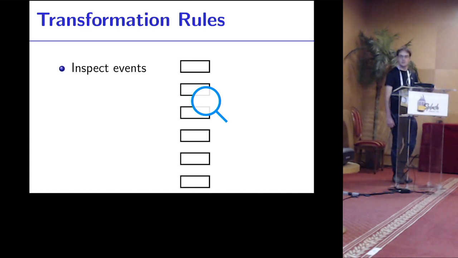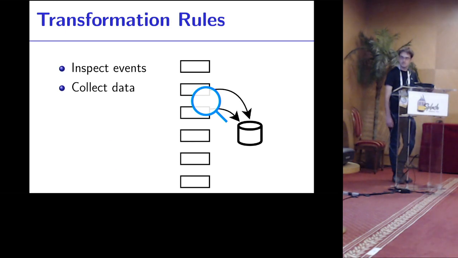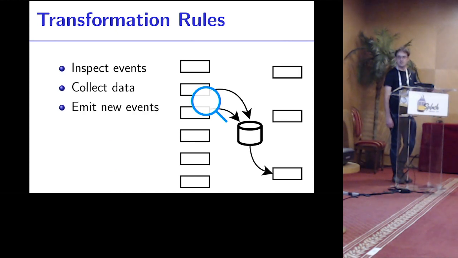And if we find an interesting event for our transformation, we can collect data over time, because maybe we have to see more than one event. And once we have collected all the necessary data, we can create a new event, which then is an event from the guest program's execution trace. So essentially, it's like virtually instrumenting our program in an offline way.